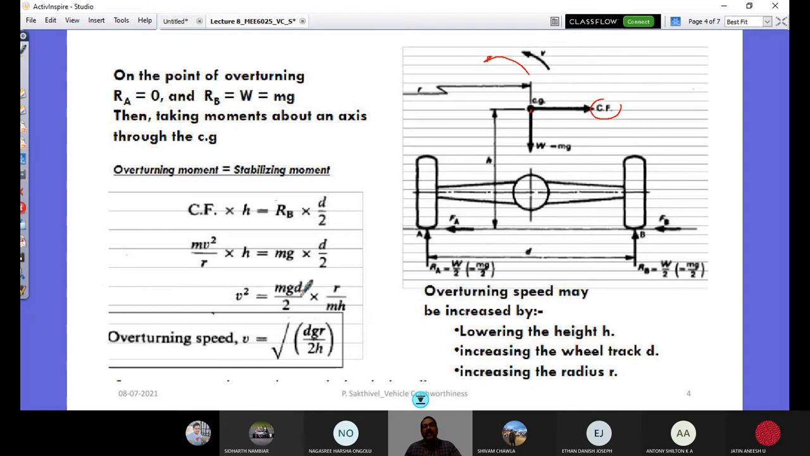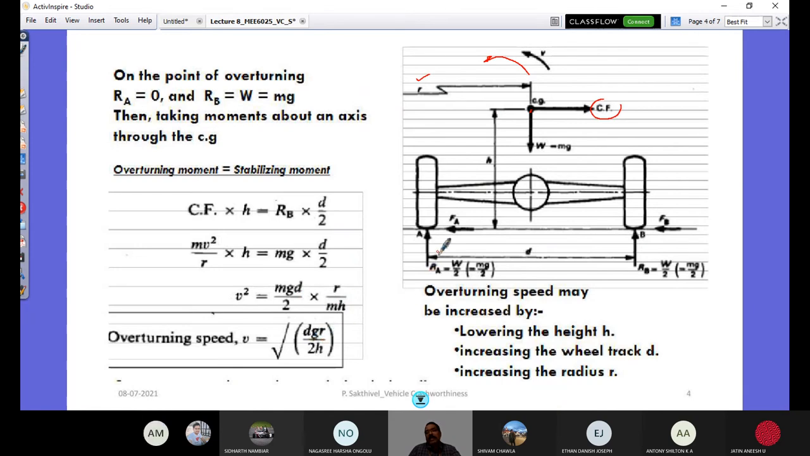So when they are equal, you are able to get a velocity, and that velocity is called the overturning speed. Beyond that overturning speed, the vehicle would roll over. So it's simple. Here R is the radius of your path, so it is very far away. This is R. And G is 9.81.